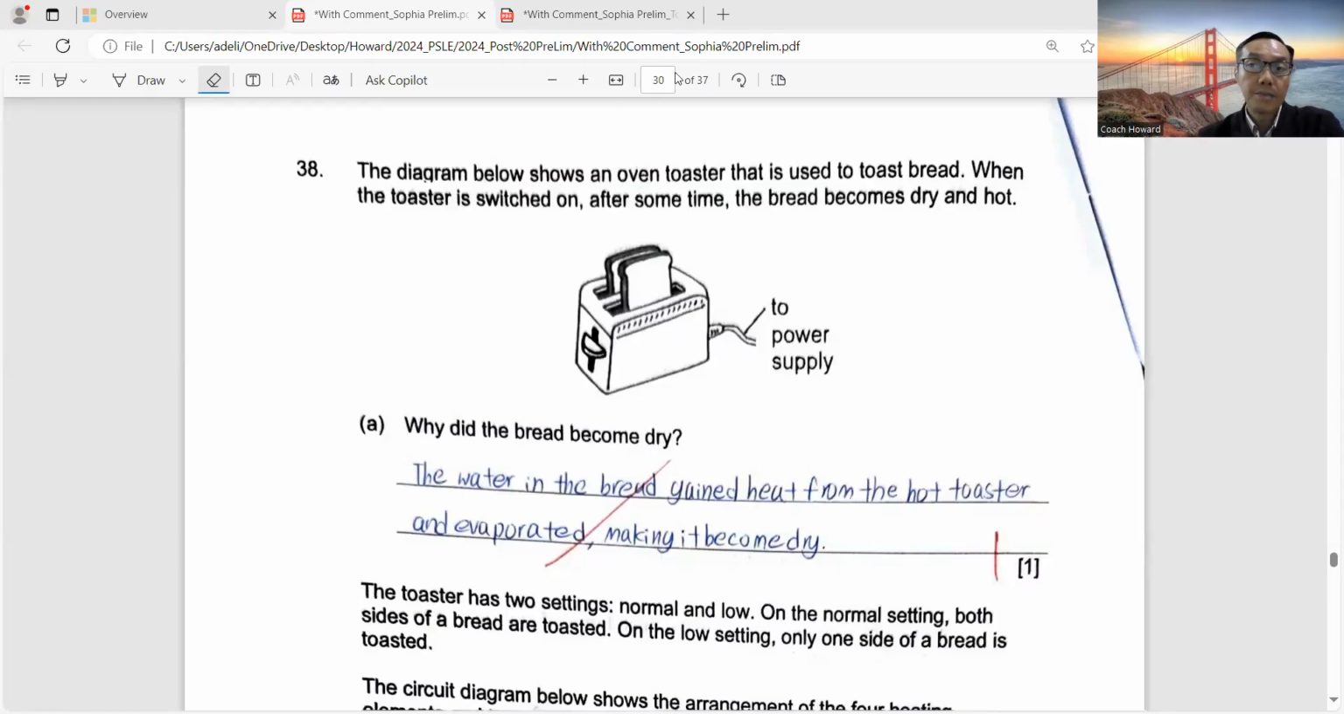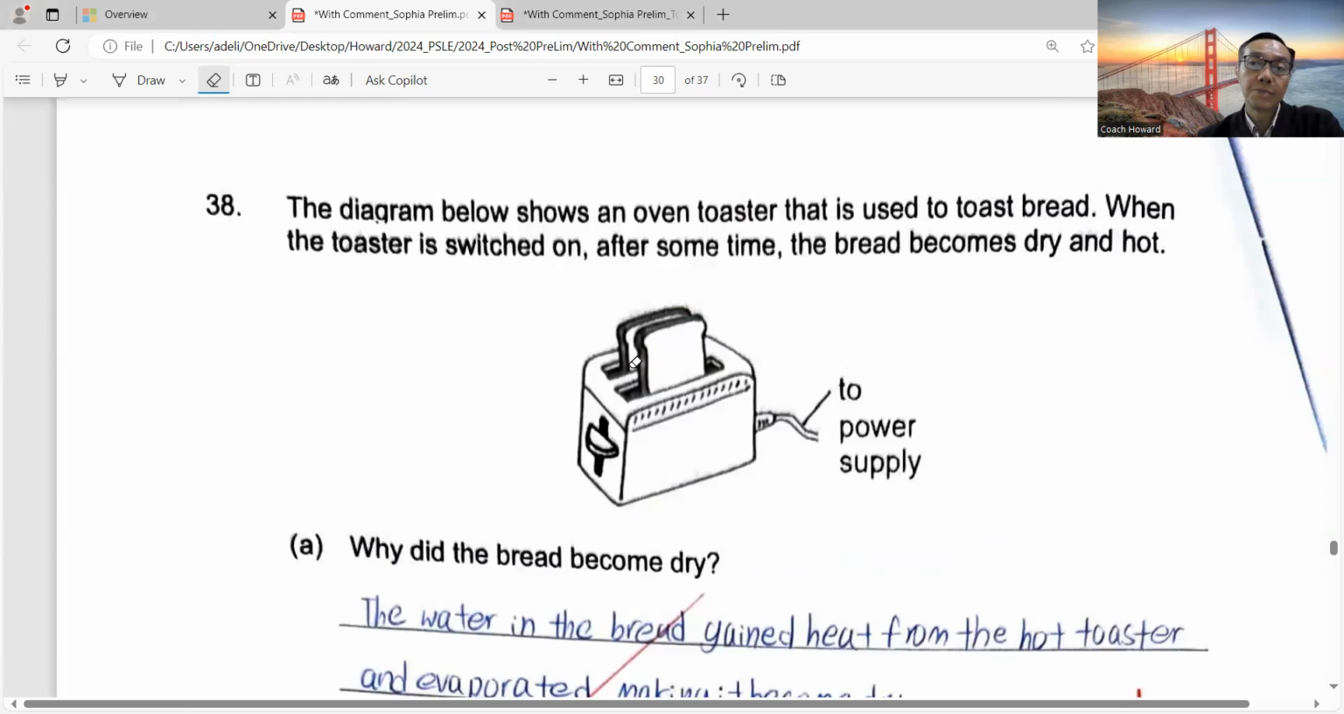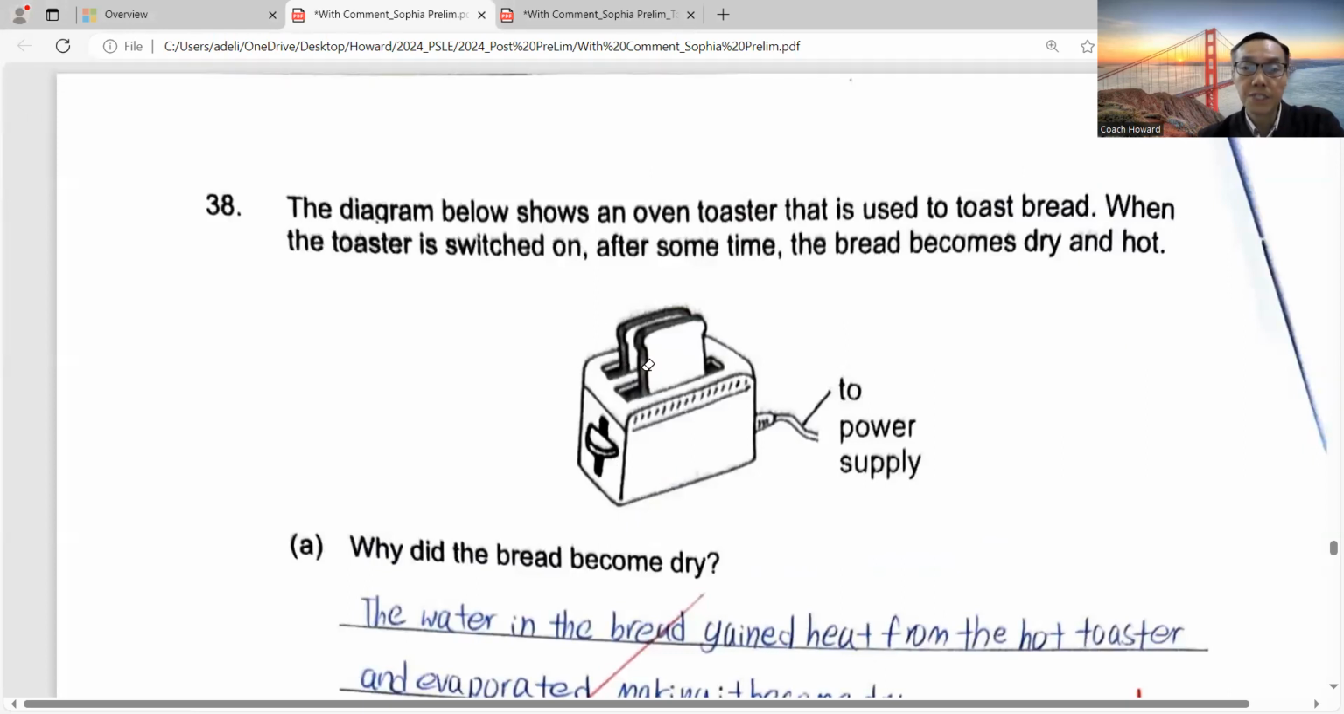Okay, here is another PSLE science prelim question. The diagram below shows an oven toaster or bread toaster. When the toaster is switched on, after some time, the bread becomes dry and hot. I believe you have toasted bread in such a toaster before, right? Yeah, either in hotels or staycations. Yeah, maybe even at home.